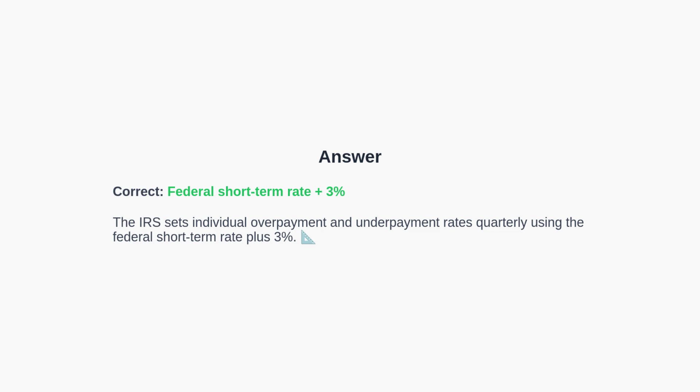The correct answer is the federal short-term rate plus 3%. The IRS sets individual overpayment and underpayment rates on a quarterly basis using this benchmark. With that clarified, let's condense everything into a quick reference table and then key takeaways.